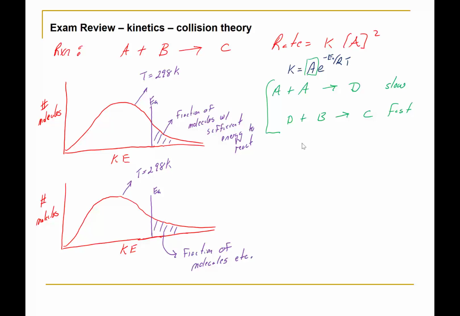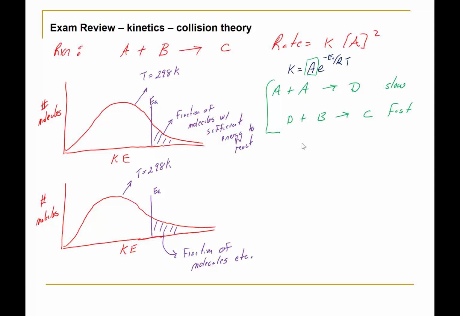On the left-hand side, I've written two graphs, Maxwell-Boltzmann energy distributions, and let's say this represents the molecules of A in our slow step, and we're trying to see what would affect the rate of reaction in terms of possibly changing the activation energy and changing the temperature. Now, I say change the activation energy, but if the activation energy is going to be changed, it has to actually be a completely different set of steps that would involve a catalyst.